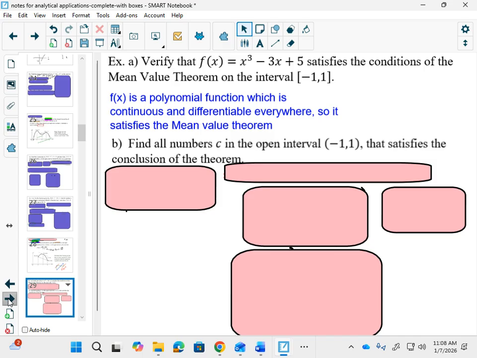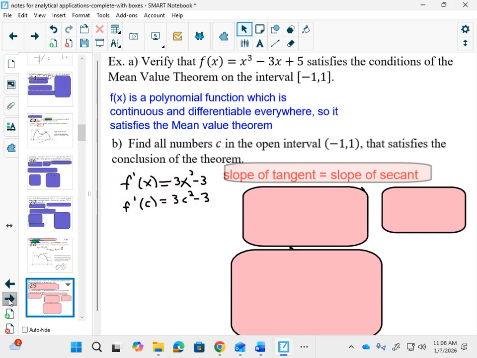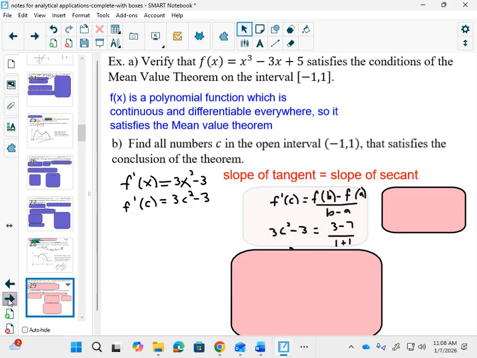Well, the theorem says that if we find the derivative, there has to be a slope of that tangent. There's got to be a point C where the slope of that tangent is equal to the slope of the secant line that joins -1 to 1. So if you drew this graph, you need to find the slope of the secant line, which is just your rise over your run.